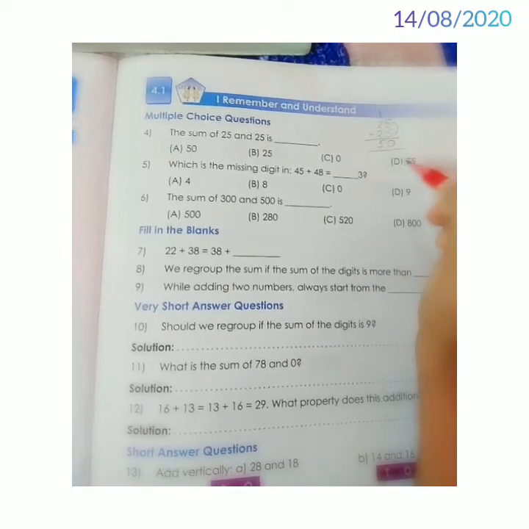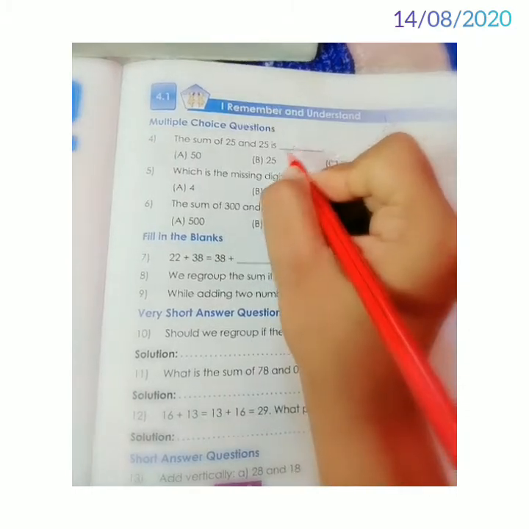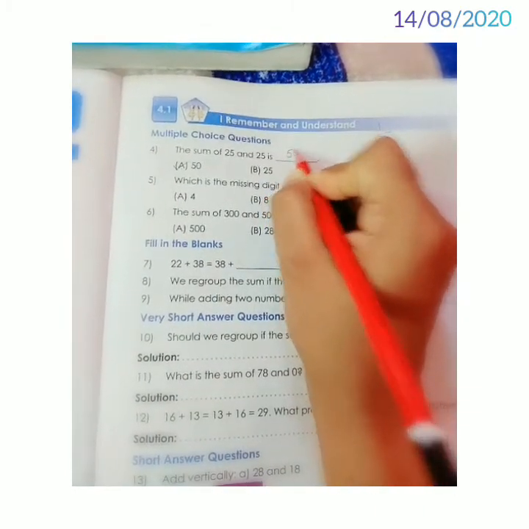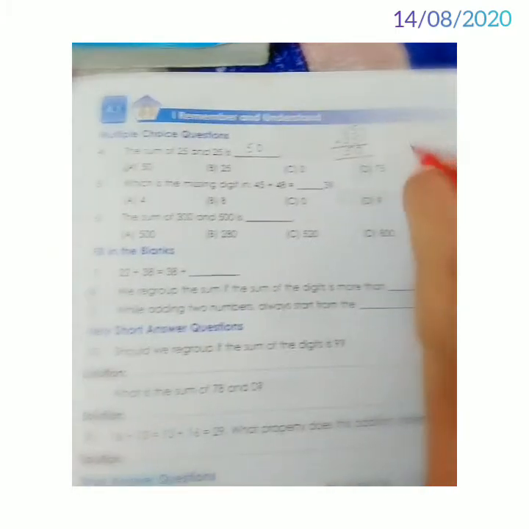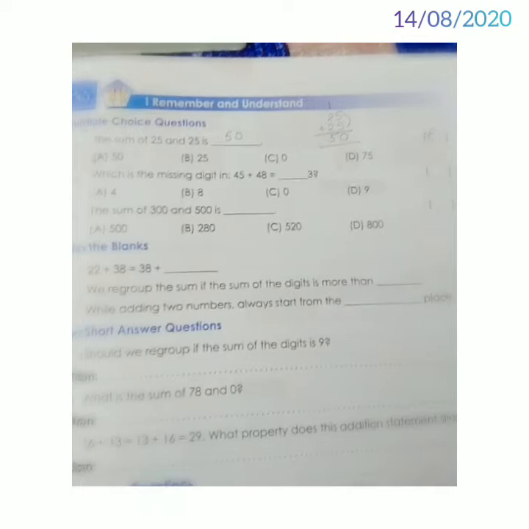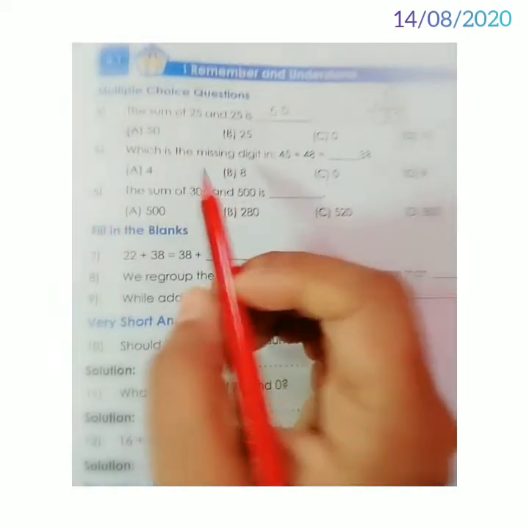So the correct answer is 50. So the correct option is A. Answer is 50, and write down over here as A. Okay, now let's move on to the next question.